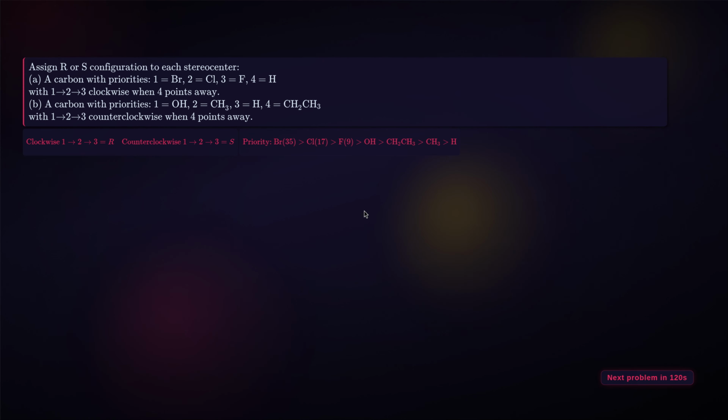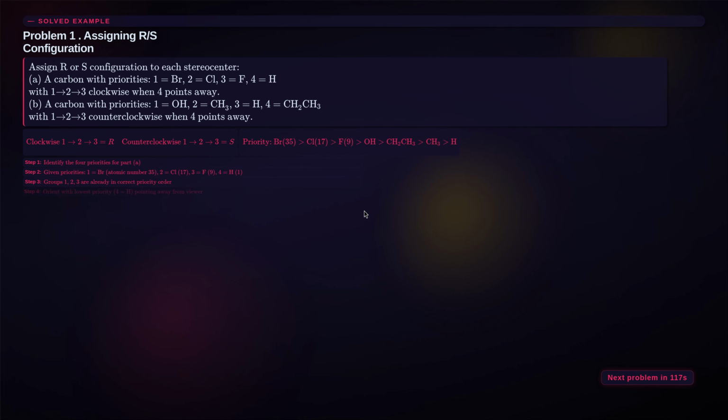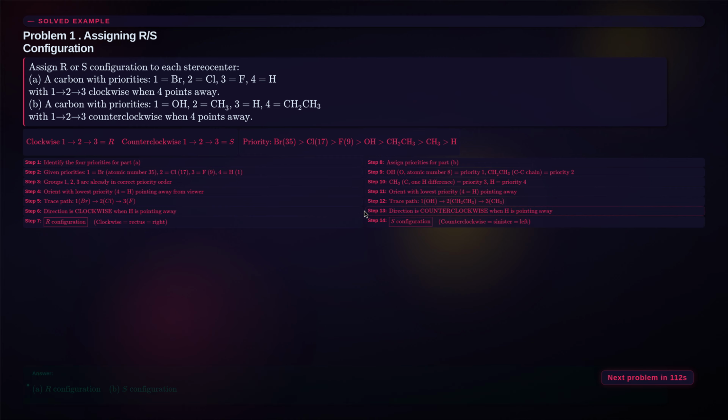Problem 1. Assign R or S configuration. Part A. A carbon with priorities 1 equals bromine, 2 equals chlorine, 3 equals fluorine, 4 equals hydrogen. The path from 1 to 2 to 3 is clockwise when priority 4 points away from the viewer. Since clockwise gives R configuration, the answer is R.